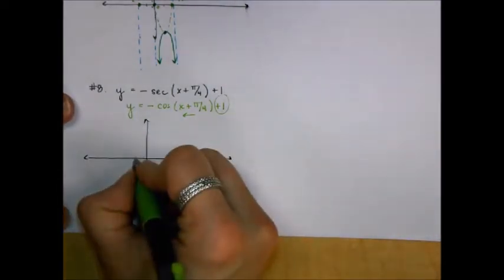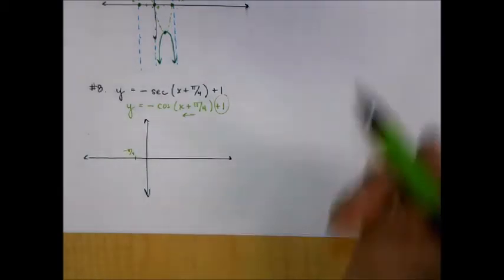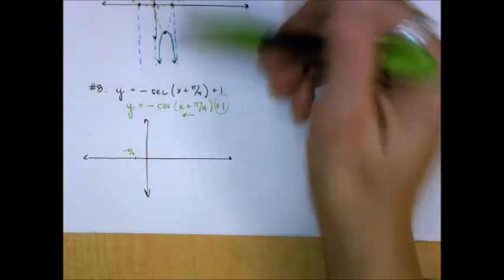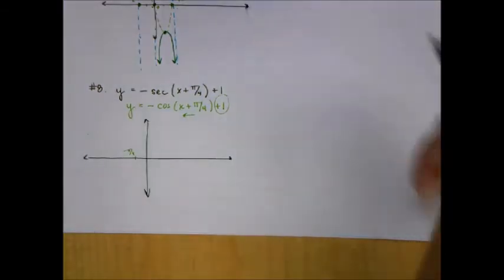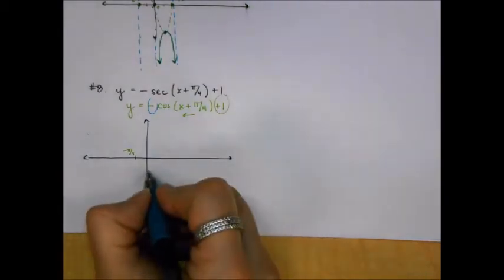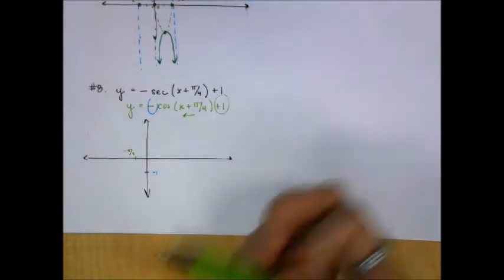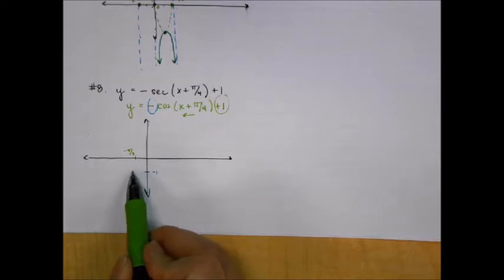So cosine always likes to start on its a value. So the a value here is -1. So we should be starting here at -1. And then we want to translate this point. So we move it pi over 4 to the left and 1 unit up. So now it actually starts right here on the x-axis.